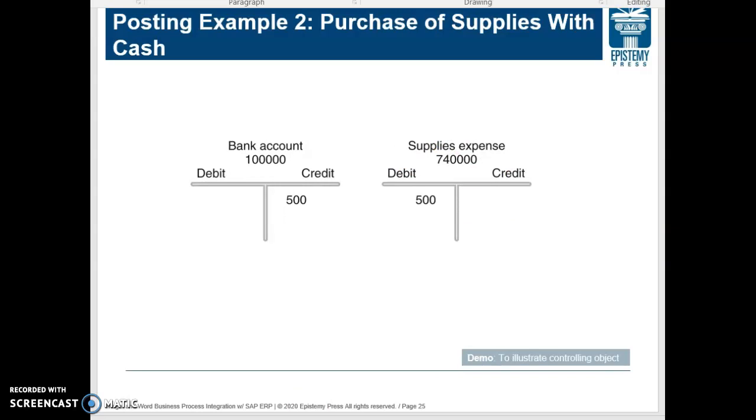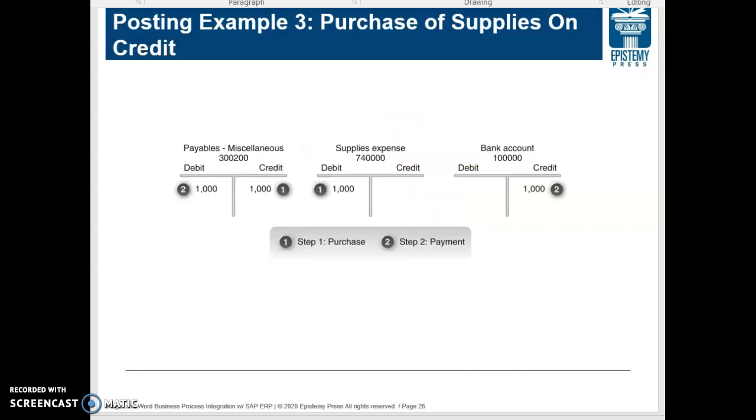Here's an example of general ledger accounting if Global Bikes buys supplies with cash. So we credit the bank account because the cash comes out, and we would debit the supplies expense account because our supplies expense goes up.